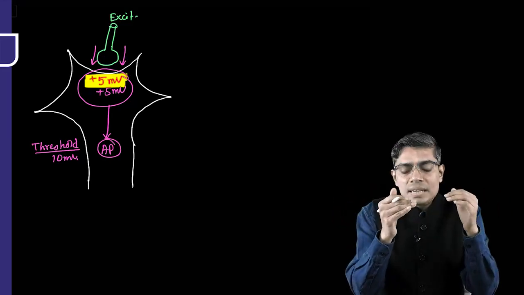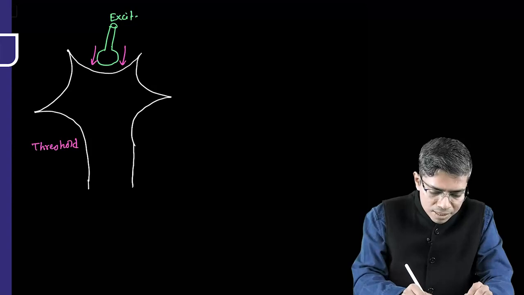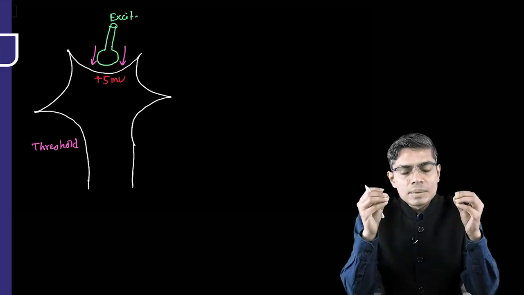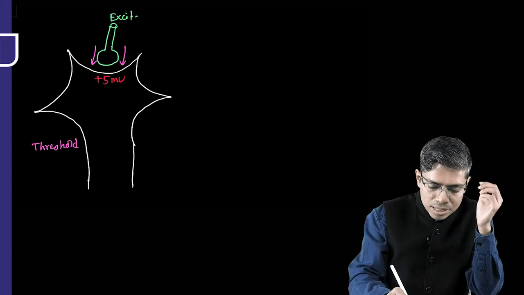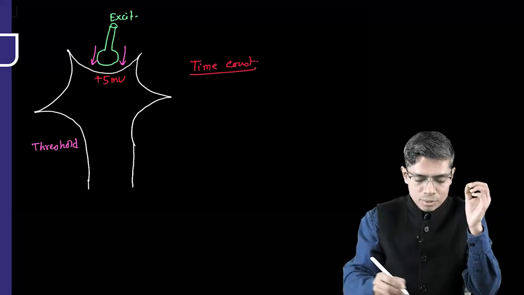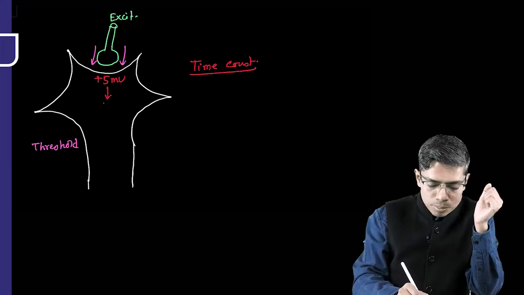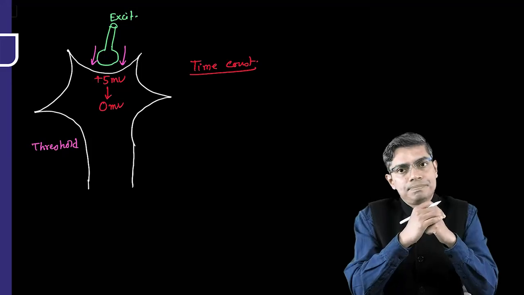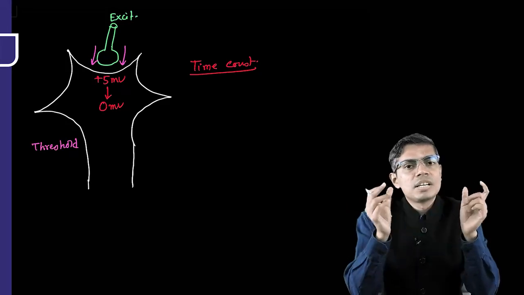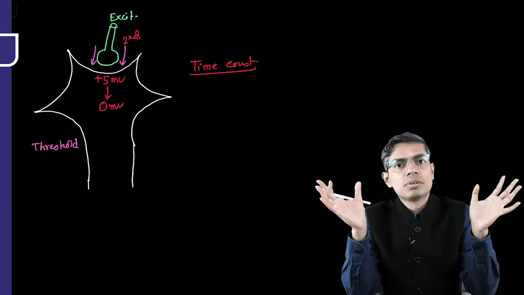But what should be the time constant for this kind of summation? What will happen whenever this plus 5 millivolt local potential is generated? If the time constant is very short, then this 5 millivolt will immediately reduce to 0 millivolt over a short span of time. It will reduce to 37% and then to 0 over a short span of time. That is the meaning of short time constant. Then if you give this second stimulus, the summation is not going to happen.